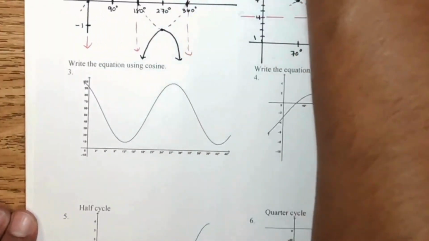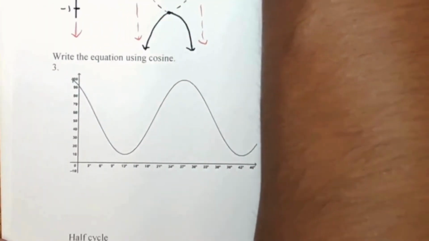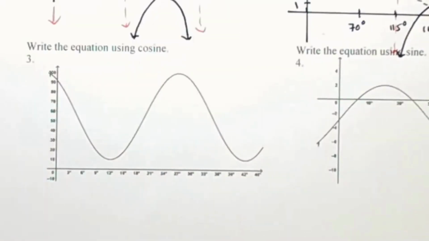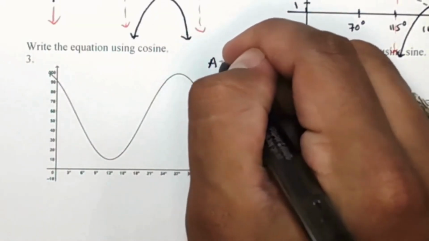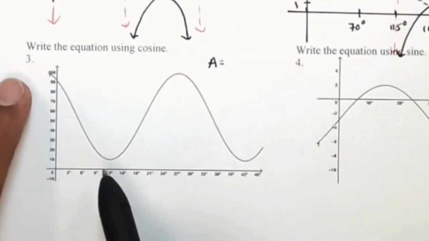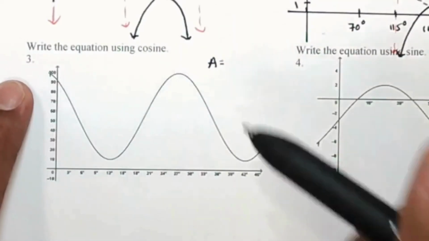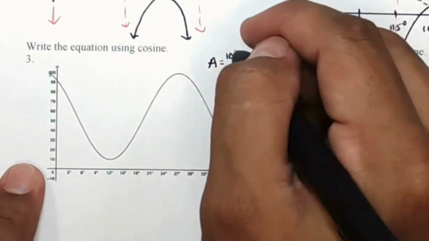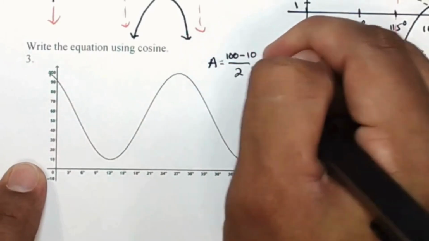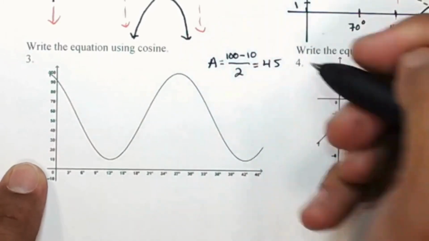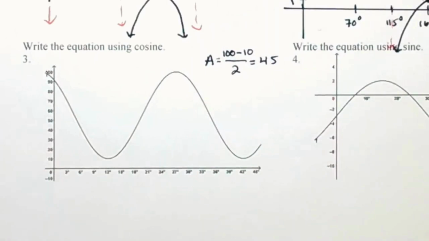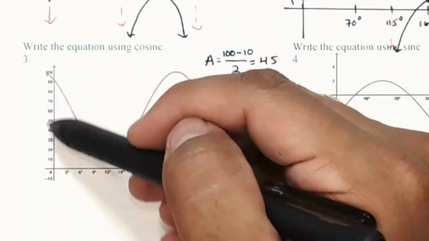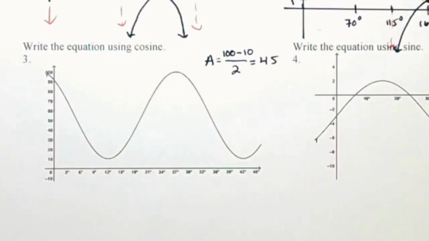So I'm going to zoom in a little bit. All right, and autofocus. All right, so for A here, for this problem, I'm going to do the maximum value, which you can see is 100, minus the minimum value, which you can see is 10. Now I'm going to divide that by 2. So my amplitude is 45. It's not 45 degrees. These are all just numbers, so make sure you're paying attention to what units you're using.